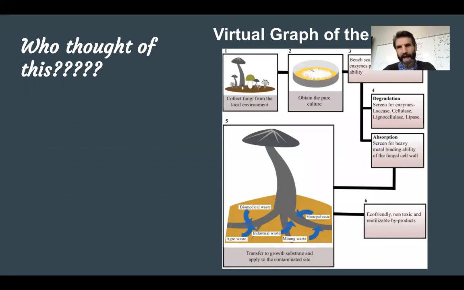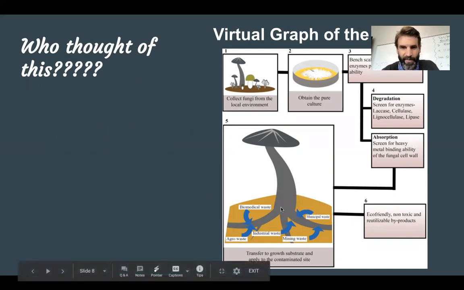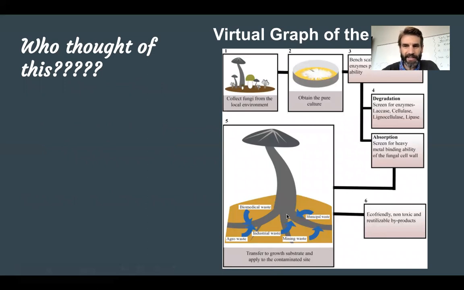Then we came back to our graph of the day here, and we reminded ourselves about this graph and these fungus and the mushrooms. And who thought that? I know fungus existed. I know they were decomposers. I know we had a problem with toxic waste, but I never connected the two.